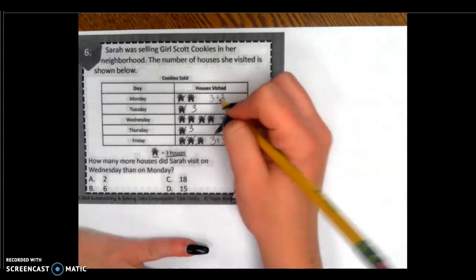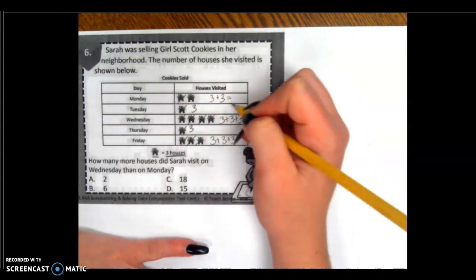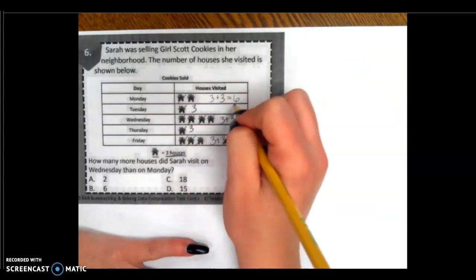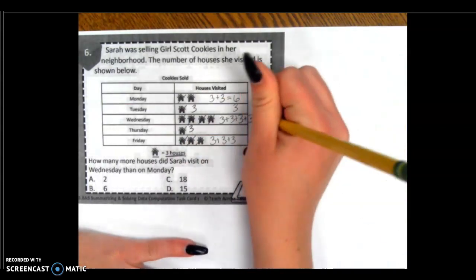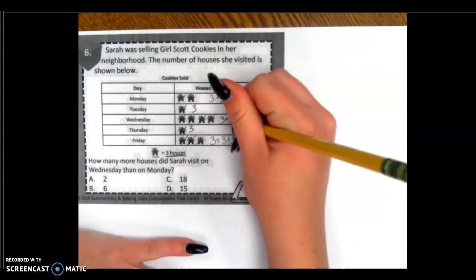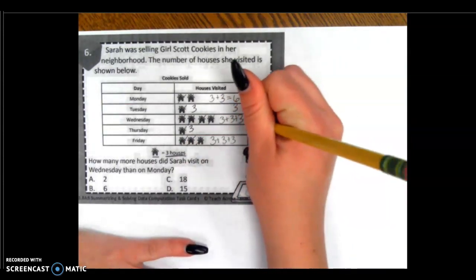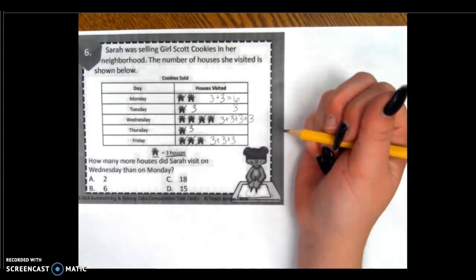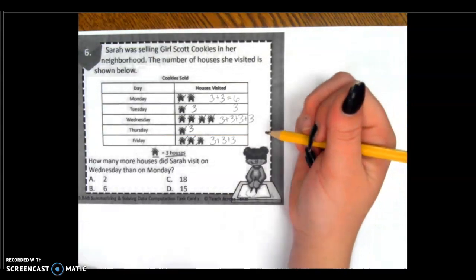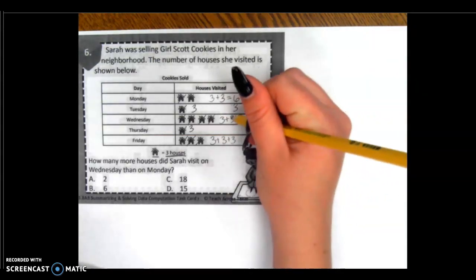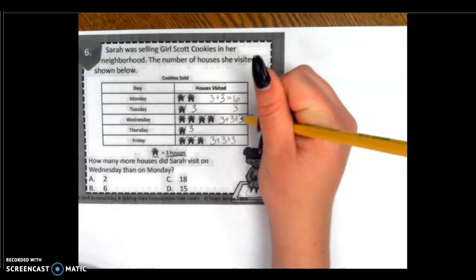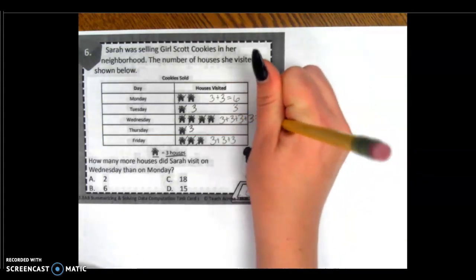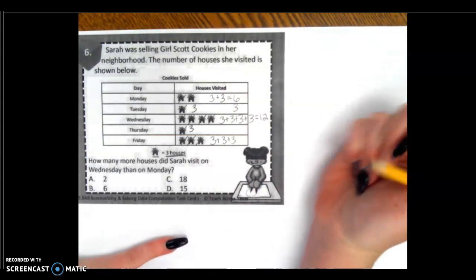Monday is 3 plus 3. What's 3 plus 3? 3, 4, 5, 6. Tuesday, well, Tuesday is just 3. Wednesday is 3 plus 3 plus 3 plus 3. What does that look like? Does that look like repeated addition? Yeah. So let's add it together. 3, 4, 5, 6, 7, 8, 9, 10, 11, 12. So we know that we have 12 houses for Wednesday.